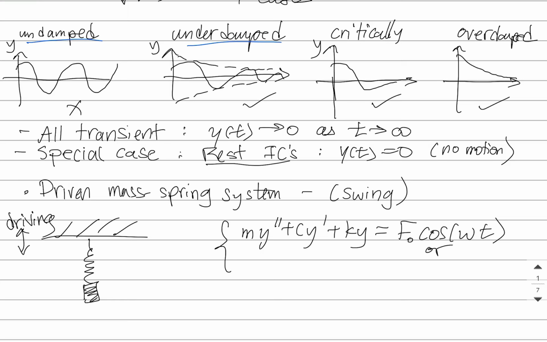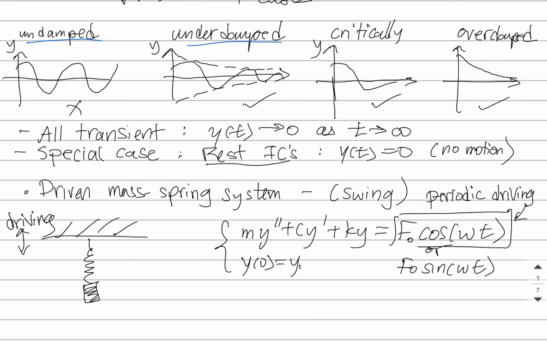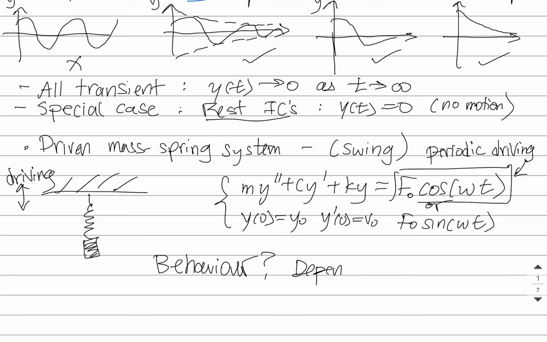Now, it could be a cosine, it could be a sine. It isn't really important. Remember, one is just a shift of the other. But what's important here is that there is a periodic driving force. What happens in a situation like this? If I have a periodic driving force, what type of behavior should I expect? So it really depends on the frequency of the driving force.